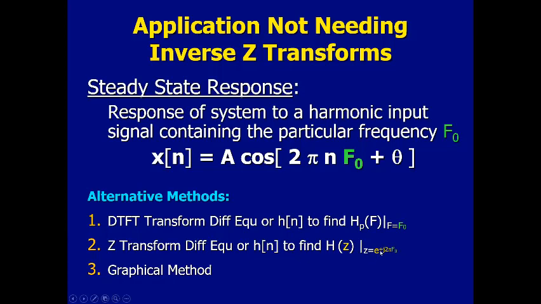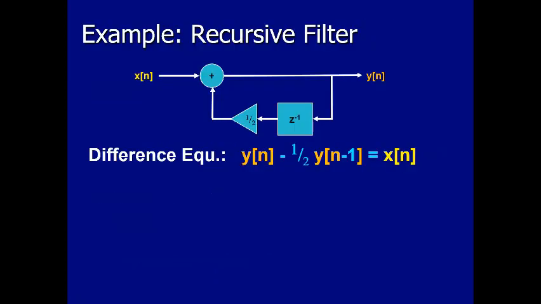But now I need a way to relate the z's in H of z to the frequencies f in H of f. There is a relationship, the same one that we derived when we came over from the DTFT to the Z-transform, and we'll revisit that. Today, we'll also show you a graphical method for connecting those two transforms. So let's do this by example.